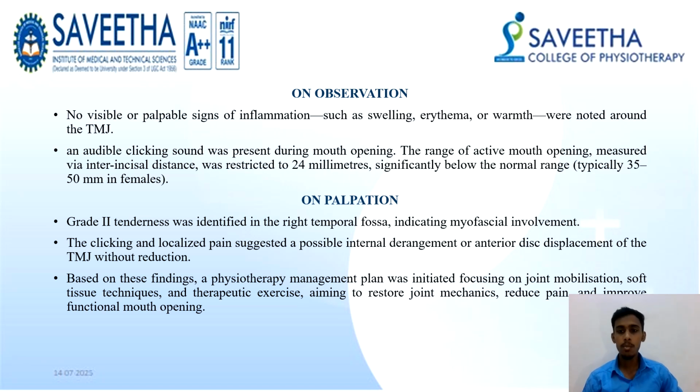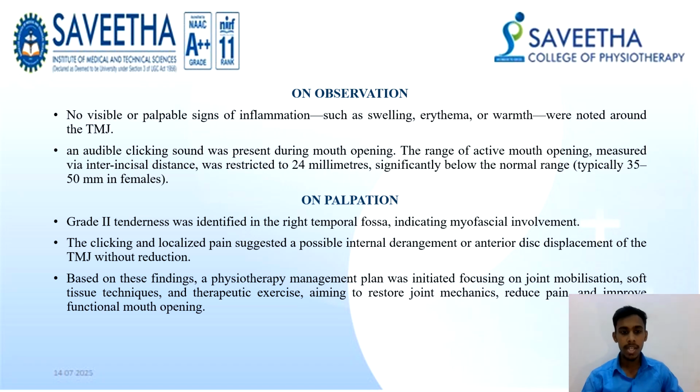The range of active mouth opening, measured via interincisal distance, was restricted to 24 millimeters, significantly below the normal range, which is typically 35 to 50 millimeters in females. And on palpation, grade 2 tenderness was identified in the right temporal fossa, indicating myofascial involvement. The clicking and localized pain suggested a possible internal derangement or anterior disc displacement of the TMJ without reduction.